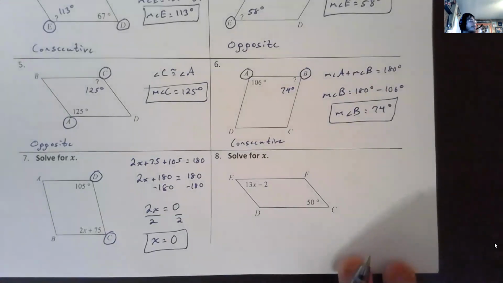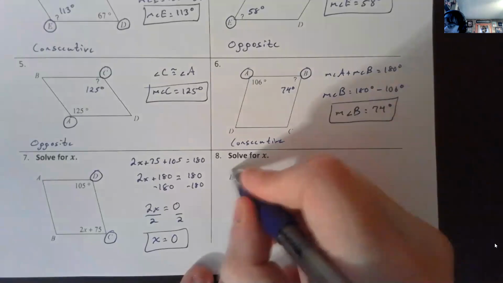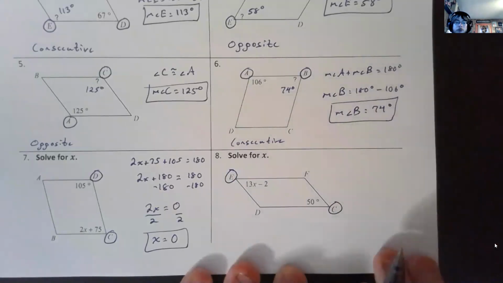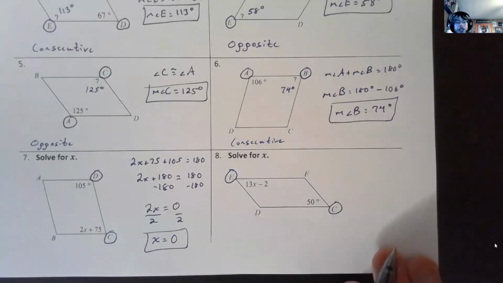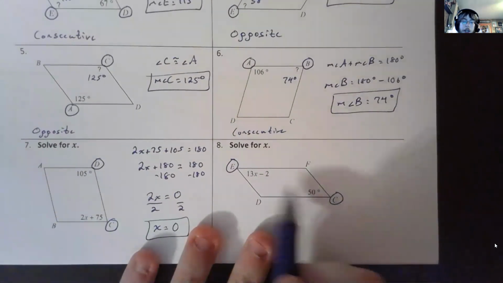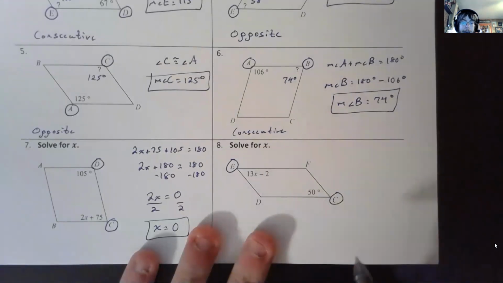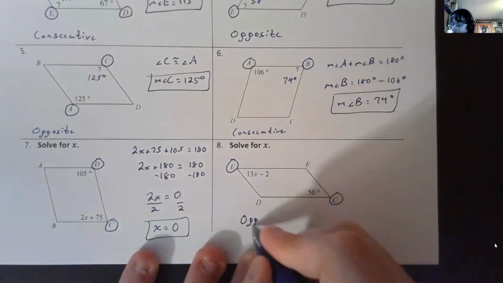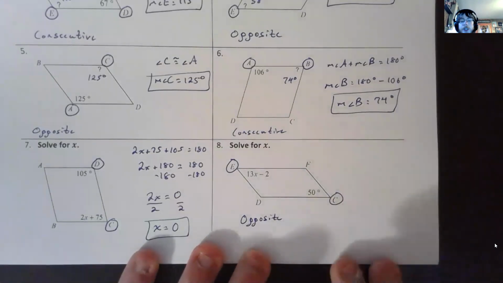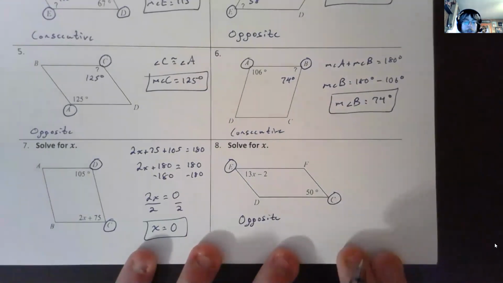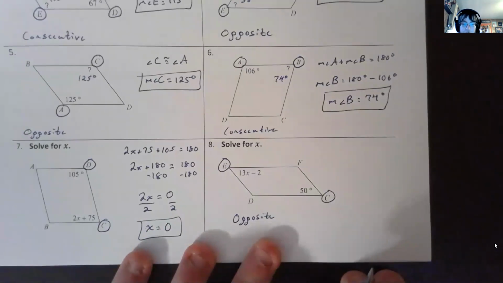And then number 8, we have angle E labeled and angle C labeled. So angle E and angle C, we want to solve for x. Are they opposite or are they consecutive? Well, if we look here, C and E are not directly connected by a side of the quadrilateral. They are directly across from one another on the diagonal. So that means that these are opposite angles. And since they're opposite, that means that the measures of the two angles are equal.